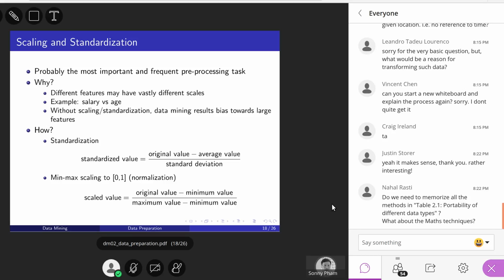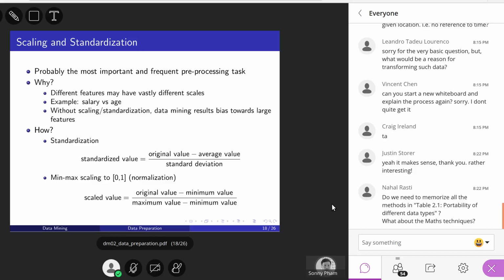The other technique is basically scaling or normalization in the language of Weka, and standardization, right? So what are we going to do with this? The aim is to bring features that have vastly different scales into some fairly comparable basis.